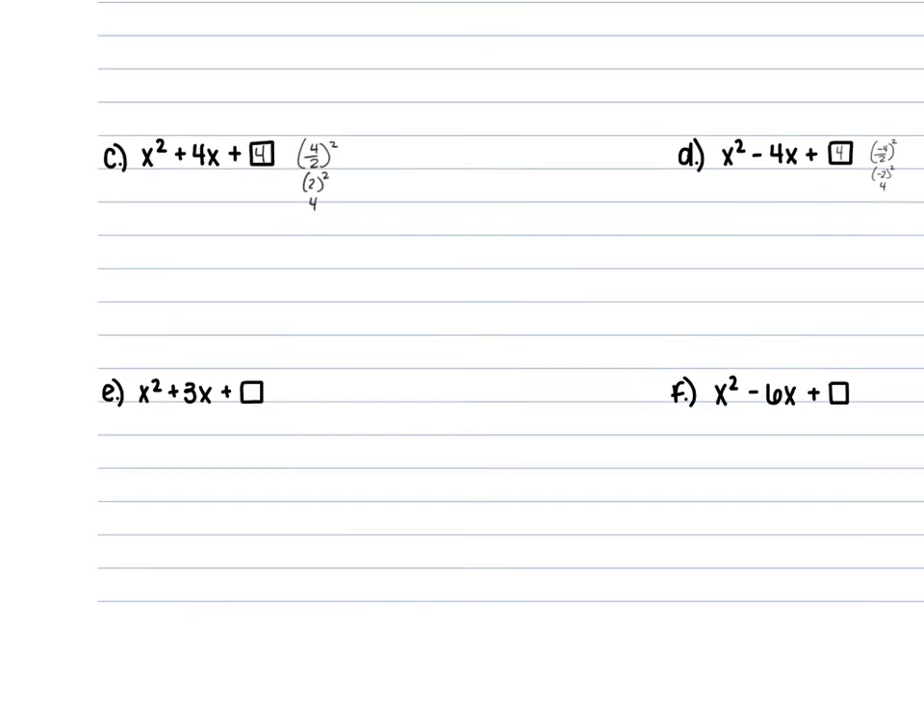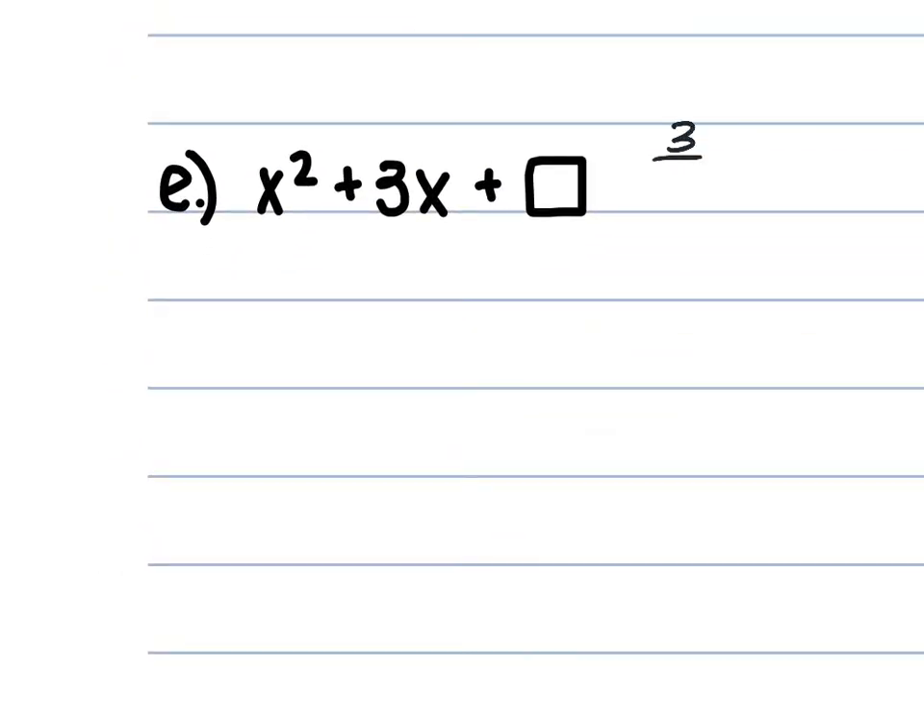Talk to me about E. 3 over 2 squared. Remember that becomes 3 squared over 2 squared, which is? 3 squared is 9. 2 squared is 4. It ends up as 9/4.